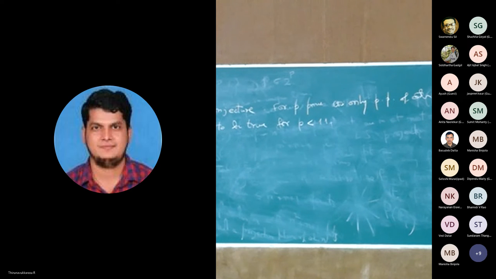Up to 7: 2, 3, 5, 7. For primes up to 7, one can give conceptual proofs, yes. But one proof for every case, very different proofs.